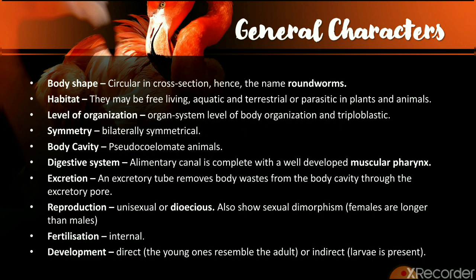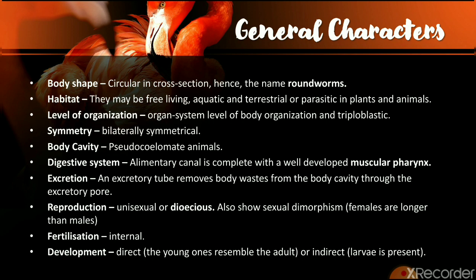An excretory tube removes body waste from the body cavity through the excretory pore. They are unisexual or dioecious. They also show sexual dimorphism. It means females are longer than the males so that they can be identified easily externally. As they are unisexual, they show sexual reproduction and fertilization is internal.